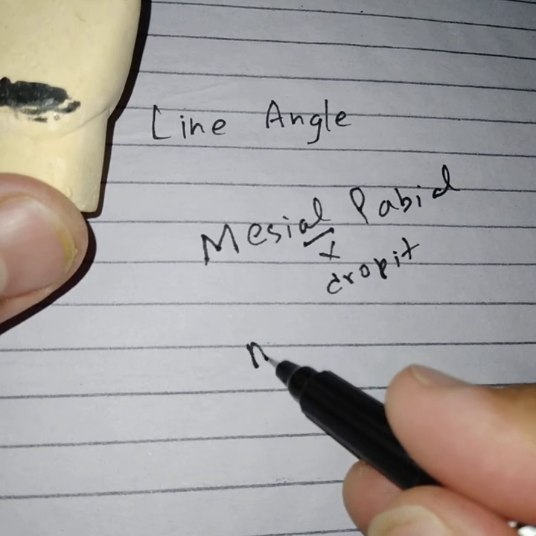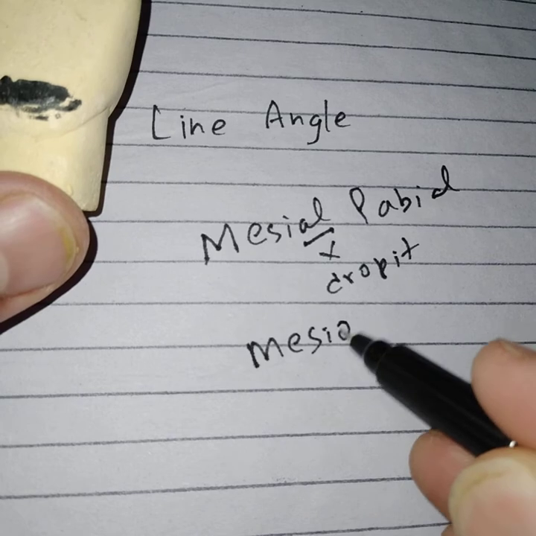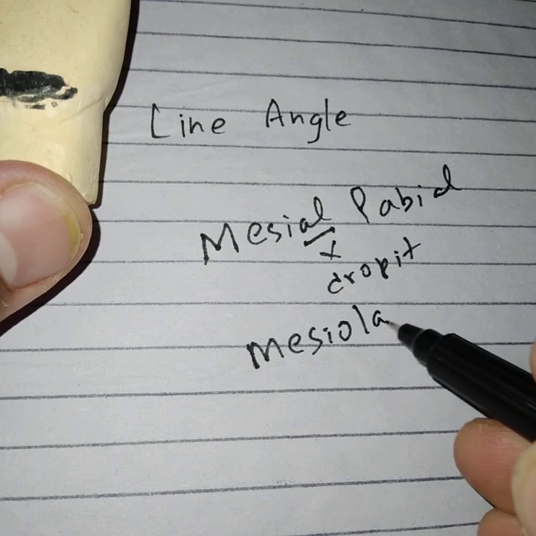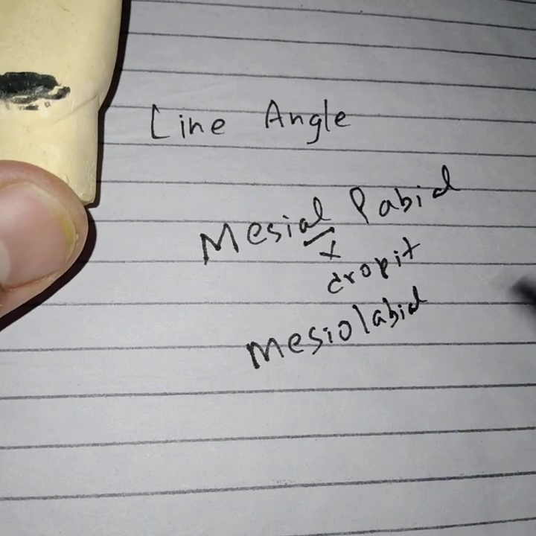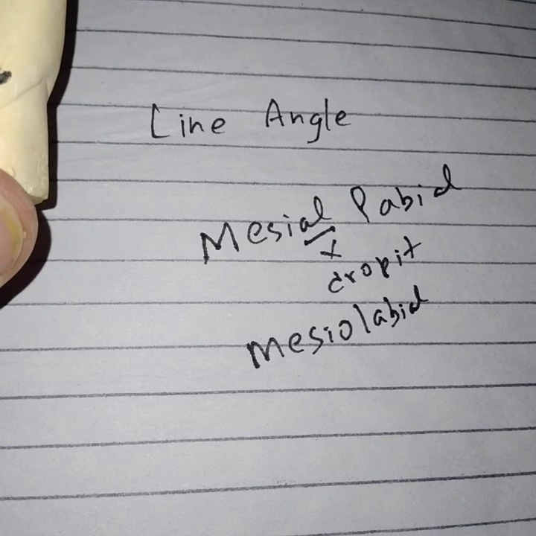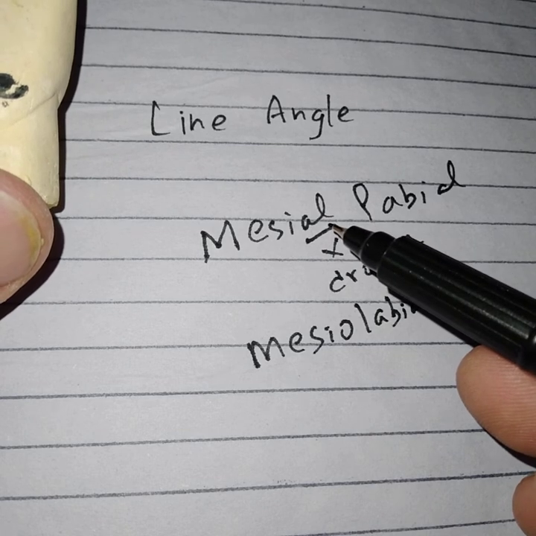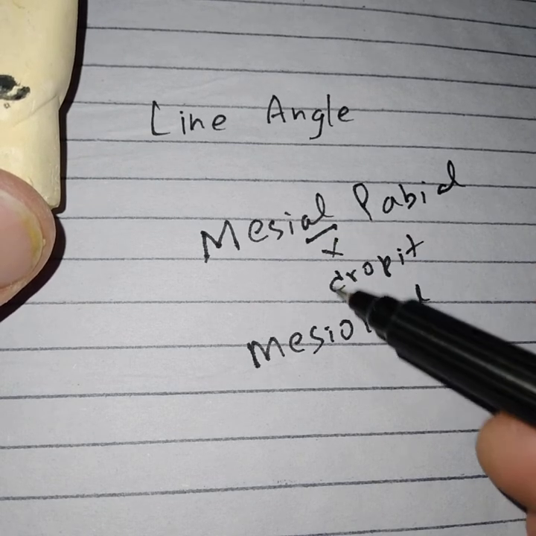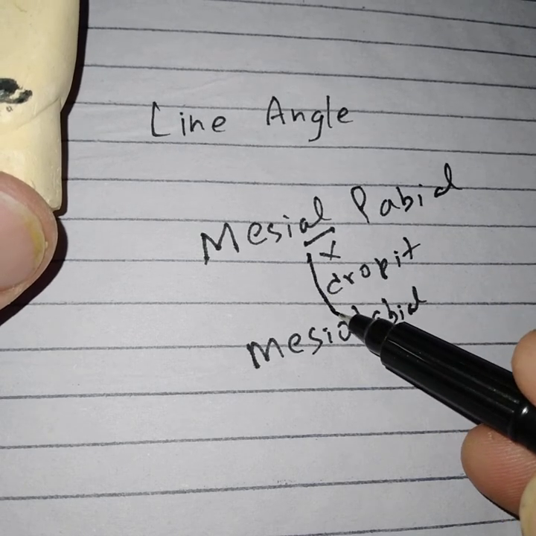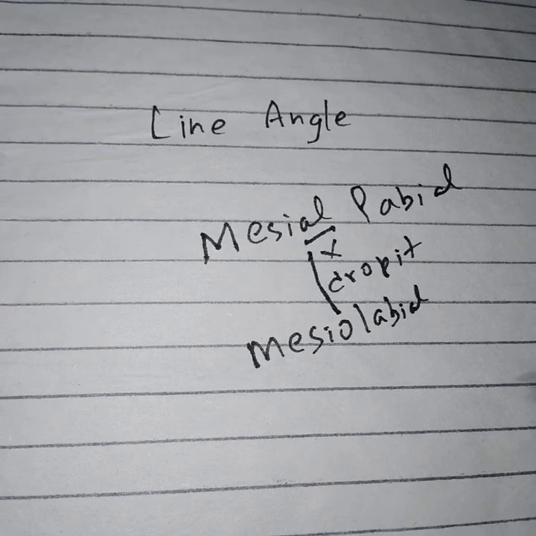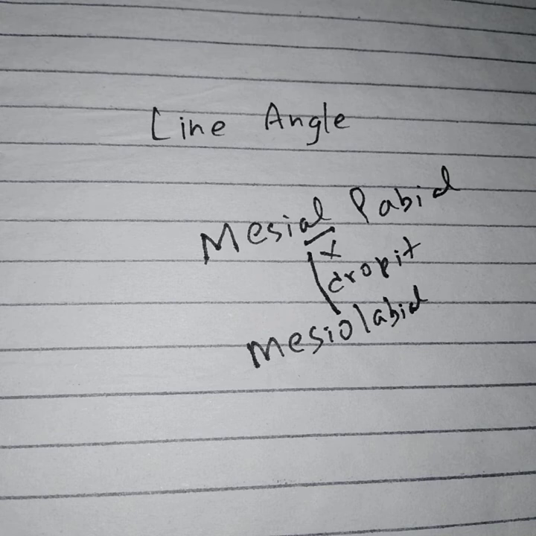So you write mesio, and you have to write O here. Mesiolabial line angle. And substitute here this by an O. So here you have to write O. Mesiolabial line angle. Where two O coincide or they become adjacent, they are separated by a hyphen.